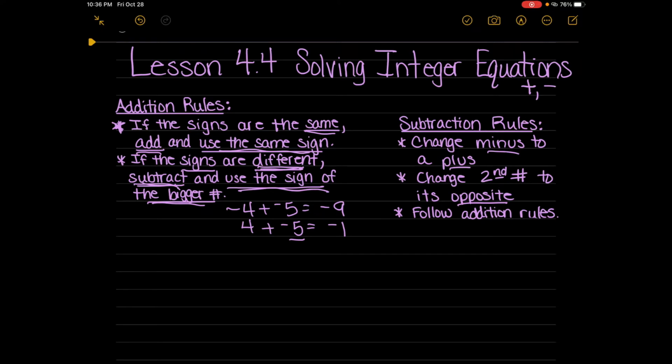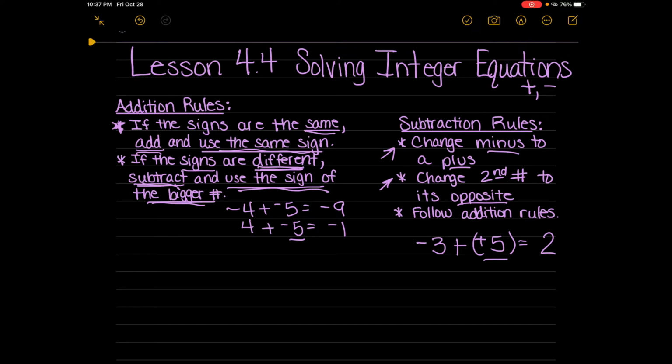On my subtraction rules, if I had something like -3 minus -5, and sometimes the book puts those negatives in parentheses just so that you know it's negative. What are we going to do? First, we change the minus to a plus. Second, we change the second number to its opposite. So -5 becomes +5. Now we just follow the addition rules. My signs are different, so I subtract and use the sign of the bigger number. 5 is bigger than 3, so this stays positive. My answer is 2.